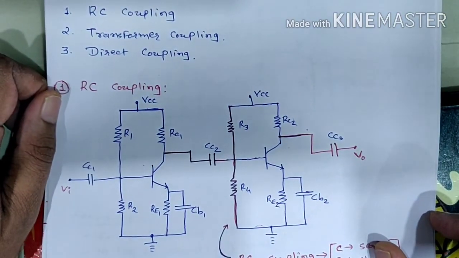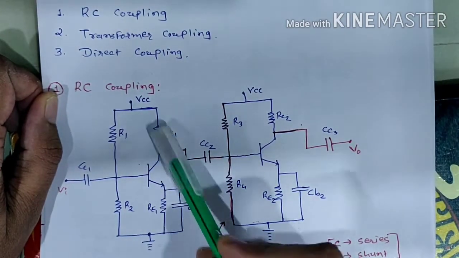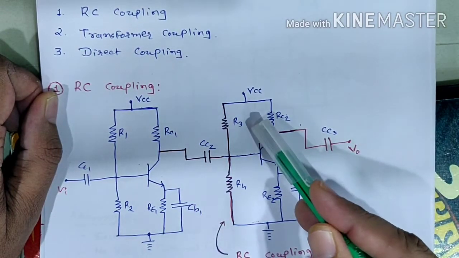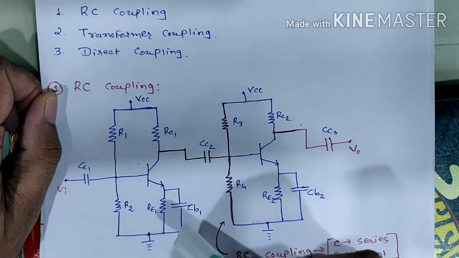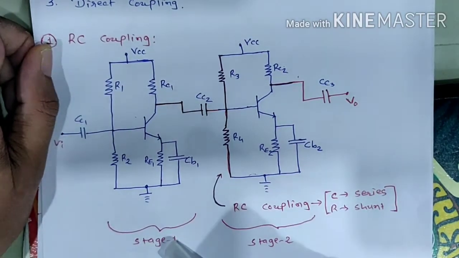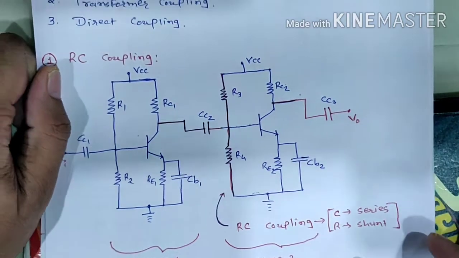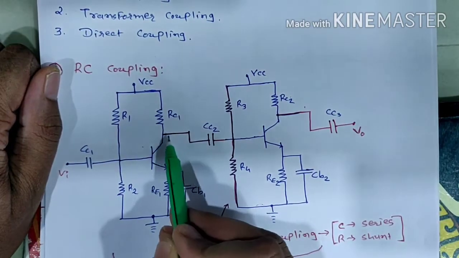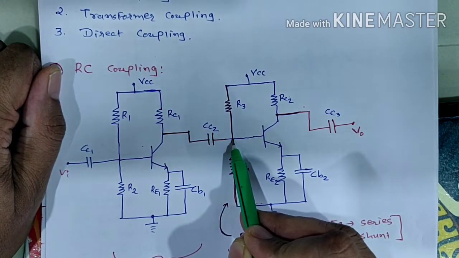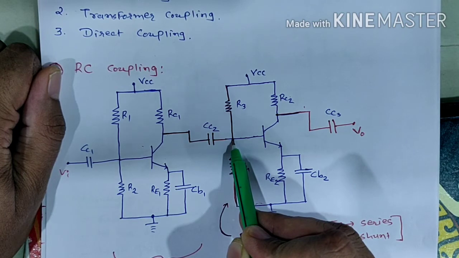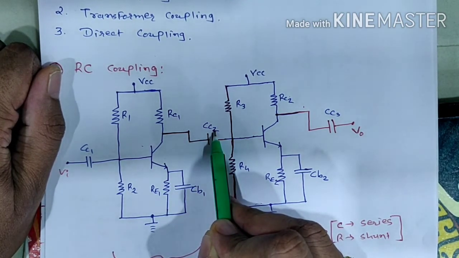So this is the circuit of RC coupling. We have drawn two amplifier stages with voltage divider biasing. This is the first stage, this is the second stage. Now we are connecting the output of the first stage to the input of the second stage through the coupling capacitor CC2.